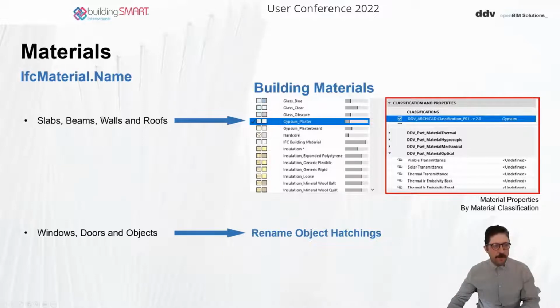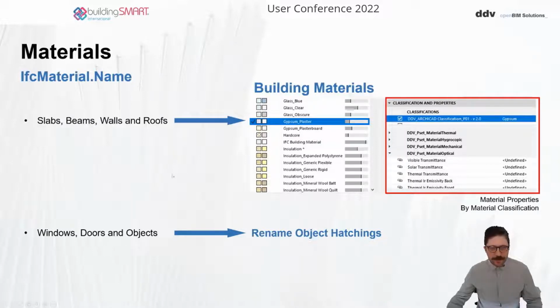In ArchiCAD, when you are producing slabs, beams, walls, and roofs, you create building materials, right? So each of those building materials will create the IFC material information stored within the IFC based information model. But what happens with windows, doors, and also parametric objects, which means that you will have to rename the object hatchings.